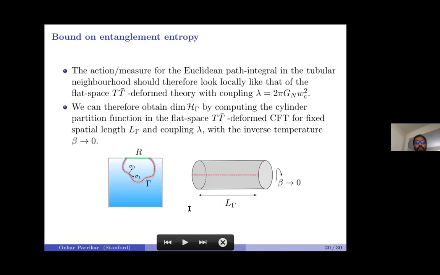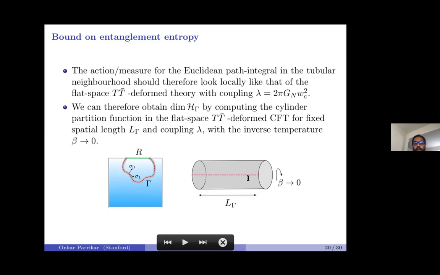Okay, and so if we wanted to calculate the dimension of the Hilbert space on this curve gamma, what we would do is we would take this tiny tubular neighborhood, the gray tubular neighborhood on this left picture, which is a cylinder, right? And we would compactify the Euclidean time direction along sigma naught into a circle of some length beta, and then take this beta to zero, right?